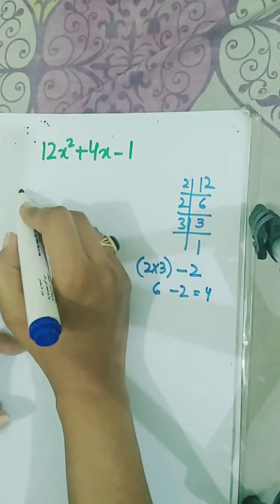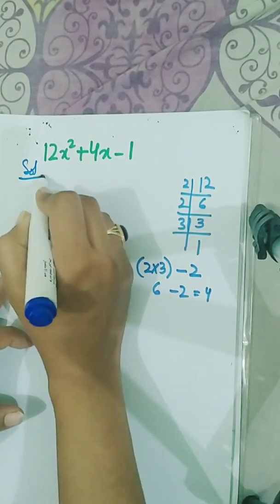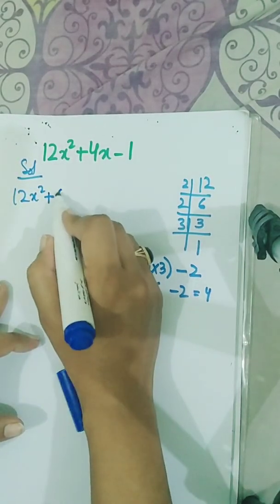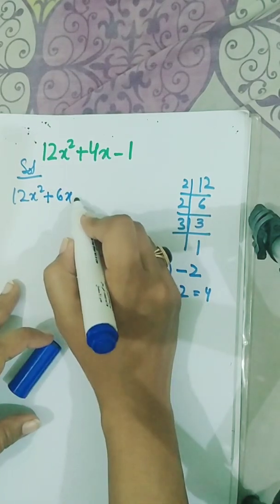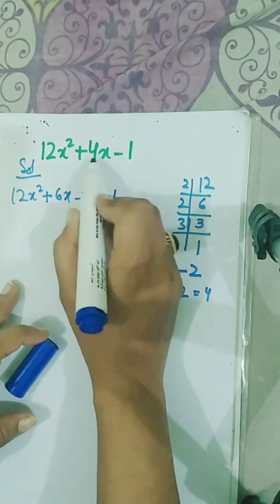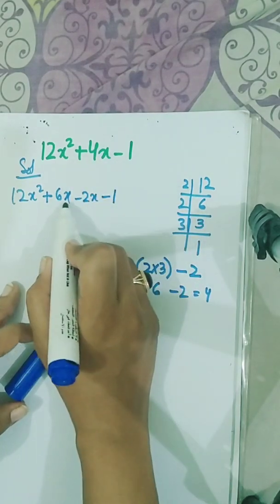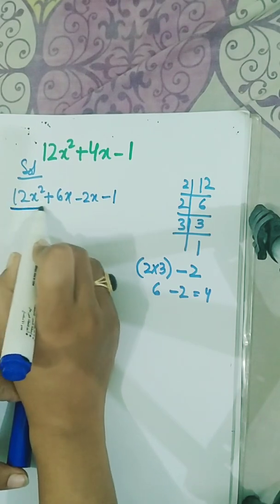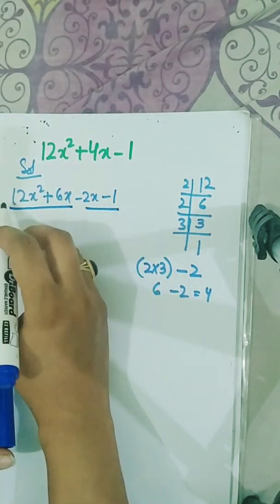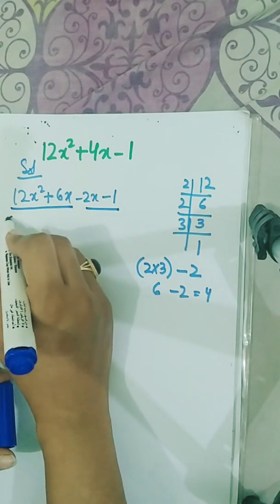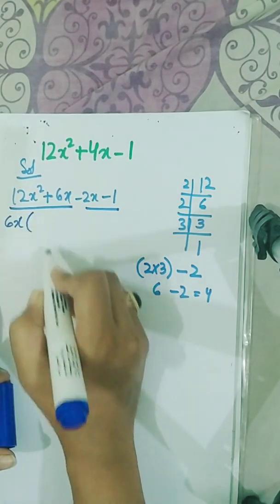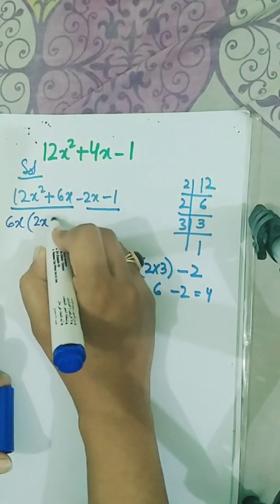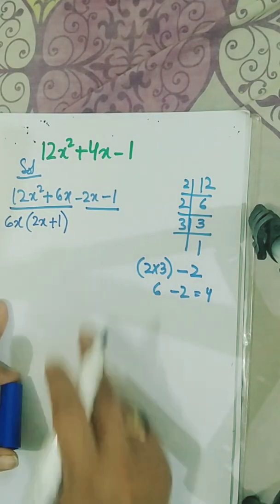So I can write down 12x square plus 6x minus 2x minus 1. I have broken down this 4x as 6x minus 2x, right? Now I can take common from the first two terms, 12 and 6. What is the common factor? 6x. Alright. So I can write down 6x into 2x plus 1.